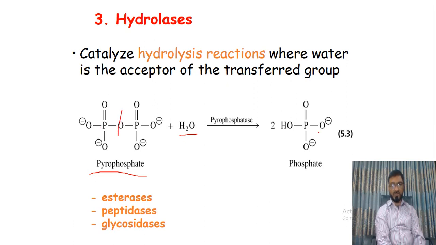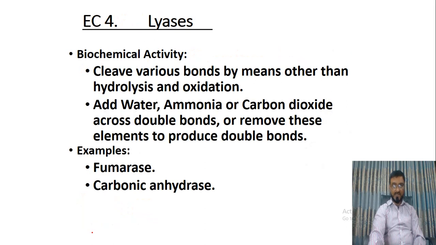So there are two phosphates that are developed. So hydrolases again have several classes; these are subclasses: esterases, peptidases, glycosidases.